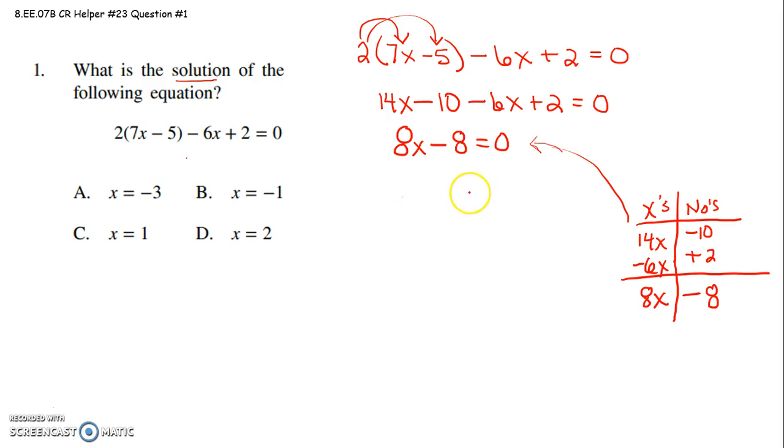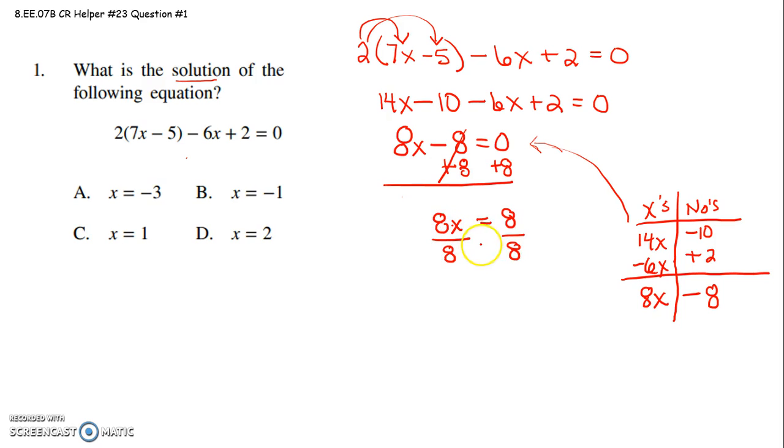I need to move all my constants to the right-hand side, leaving all the x's on the left. Undo subtraction with addition. I'll add 8 to each side of that equal sign. 0 plus 8 is 8. Negative 8 plus 8 zeroes out. Bye-bye. So on the left-hand side of the equal sign, I just have an 8x. I'll divide both sides by 8.